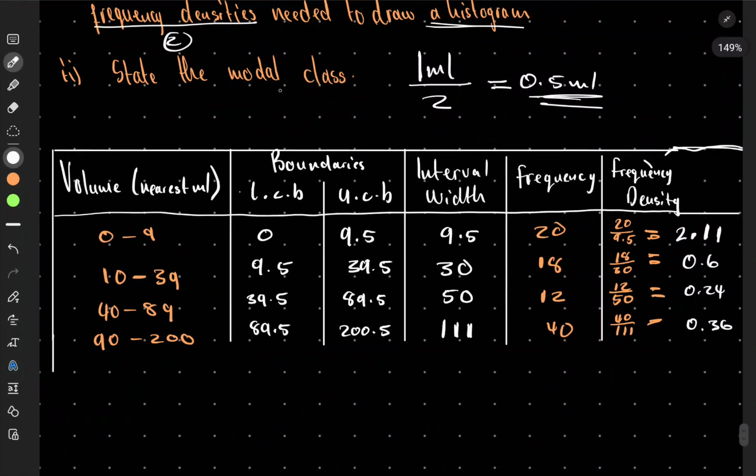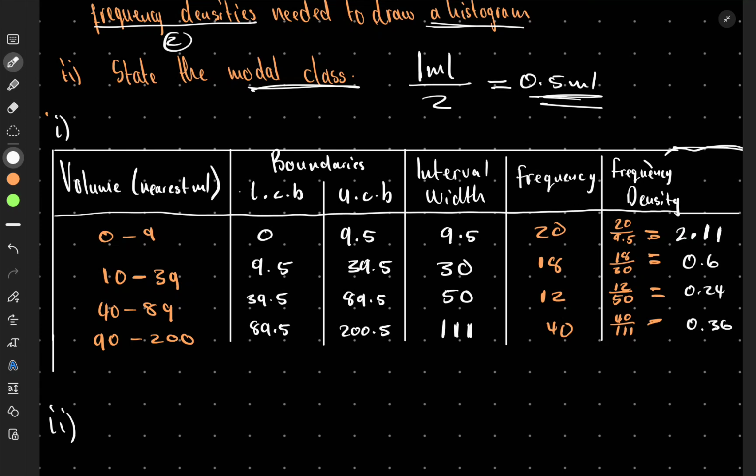Now let's look at the question. State the model class. That is question number 2 now. This was solution 1. For our solutions, this was part 1. Now we go to part 2. State the model class. Model class is the class with the highest frequency density. If you're looking at it on a diagram, it has the highest height. It is the biggest height. So it is the highest. And in here, we can see the thing with the highest frequency density, we want it as a class.